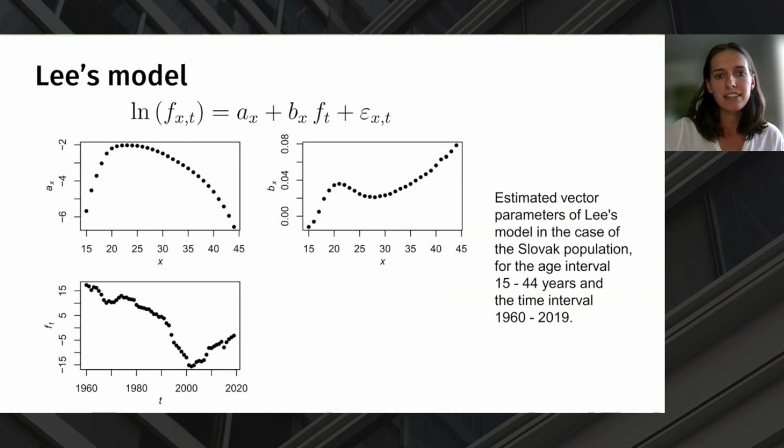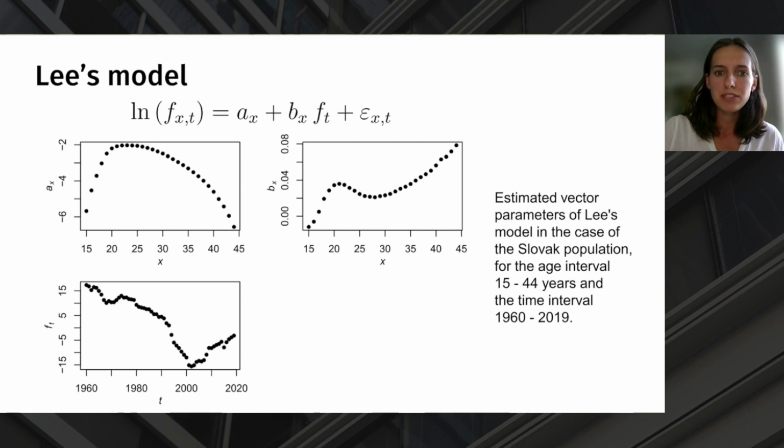The graphs provide a graphical representation of the estimated vector parameters a_x, b_x, and f_t for the Slovak population within the age range of 15 to 44 years and the time range from 1960 to 2019. Lee's model in this case involves 120 parameters, and in the case of Lee's model, these estimated vector parameters can be nicely interpreted. Let's look at the parameter a_x.